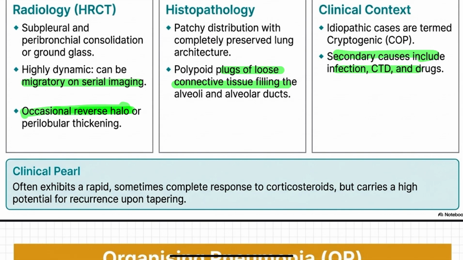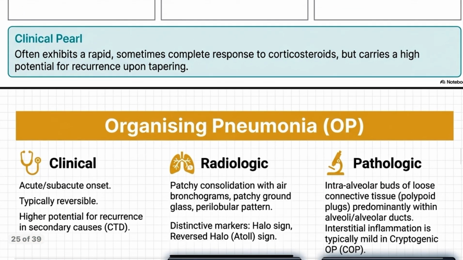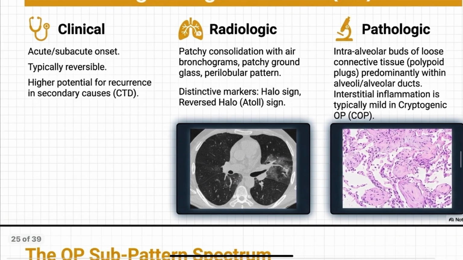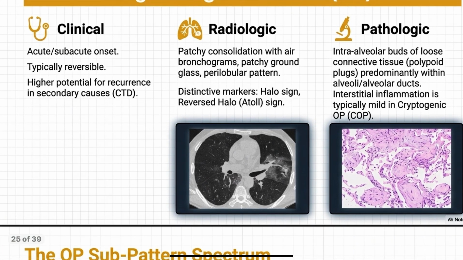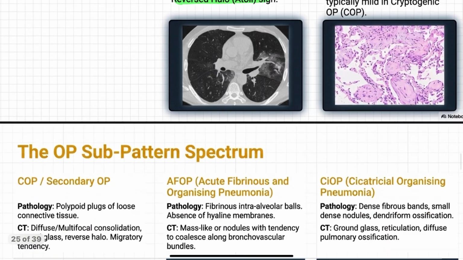Always rule out secondary causes before calling it a cryptogenic organizing pneumonia. And usually it is confused with normal pneumonias, that is the problem. When we follow up, we can see a change in the position of the pneumonia, or an increase in the pattern of the pneumonia, which is called migratory. And a distinct reverse halo sign, the atoll sign, is very unique for organizing pneumonias, that's all.